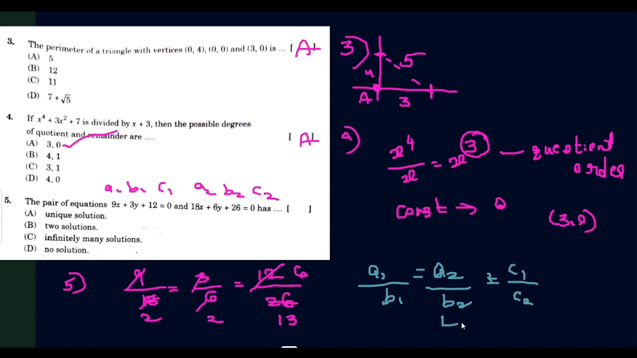So this is a condition for parallel lines. So it is a condition for no solution. For parallel lines, we don't have any solution. So that is why the answer is D. Got it? Next.